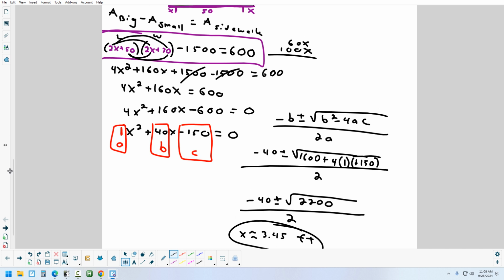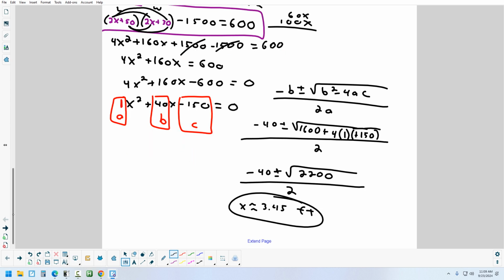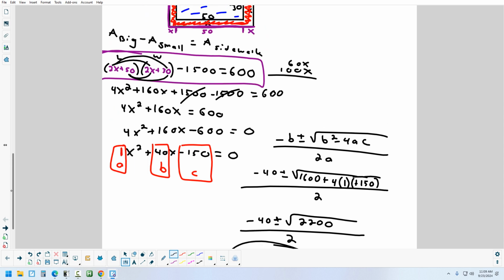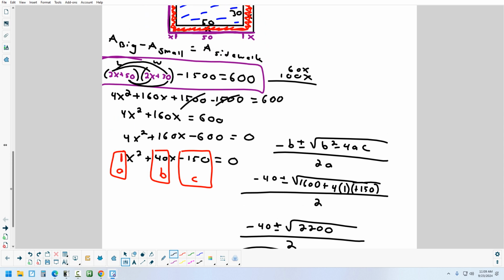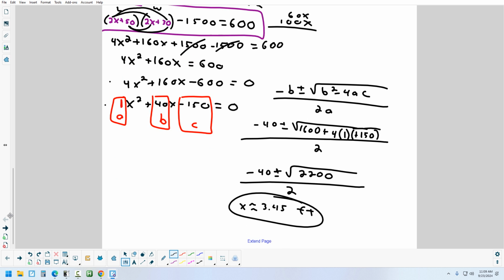So any questions on how we set up the equation and then used the quadratic formula to solve it? Quick question. See how it says 4x squared plus 160x, and then it turns to 1x squared plus 40x. I forgot the step we used to get from this step to that step. I just divided everything by 4 because that made all the numbers smaller. Oh, so you just made it small. Yeah. If I didn't divide everything by 4, I still would have gotten 3.45. I just would have had bigger numbers to deal with before I got to the final answer.